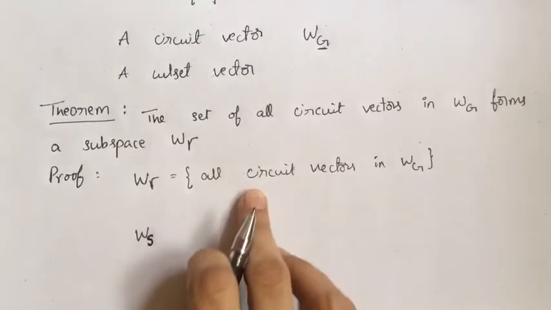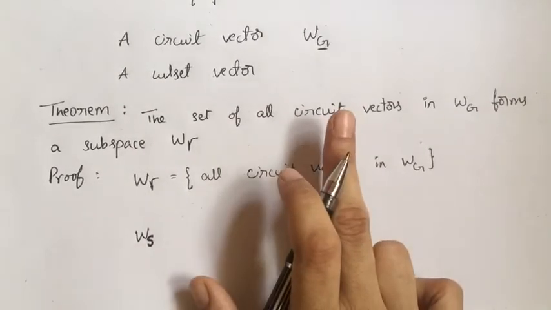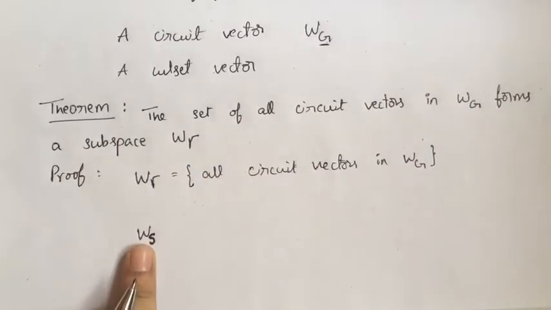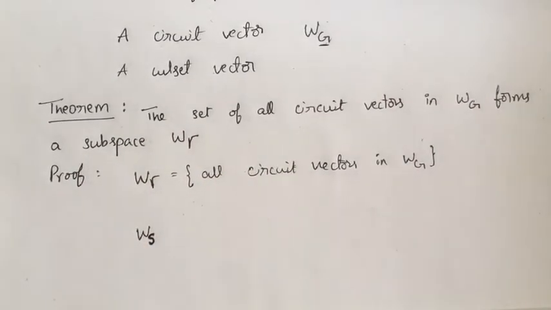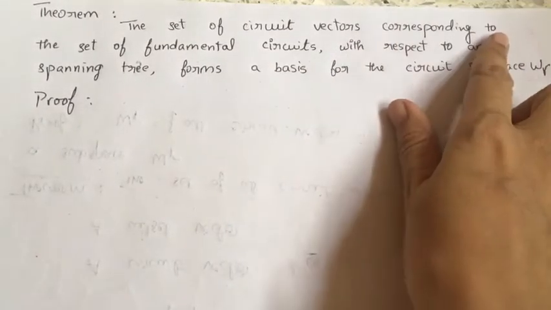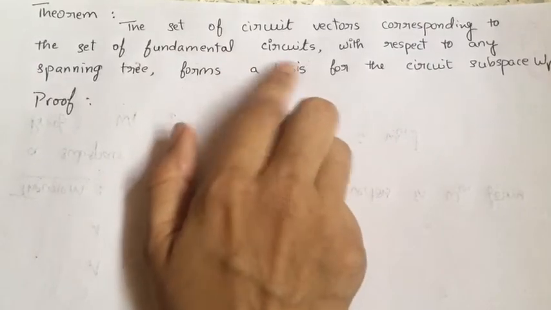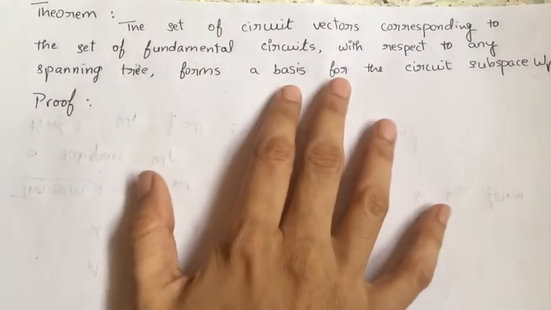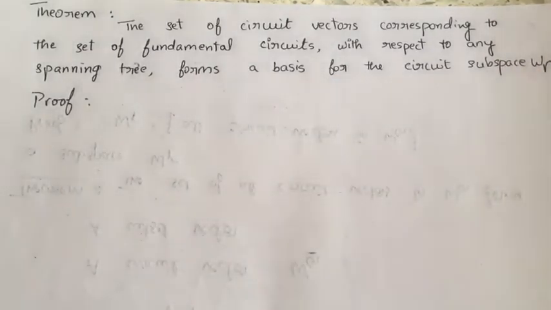In the same manner we are proving the set of all cut set vectors in WG forms a subspace W_S. We are going to prove one more important result, that is, the set of circuit vectors corresponding to the set of fundamental circuits with respect to any spanning tree forms a basis for the circuit subspace W gamma.